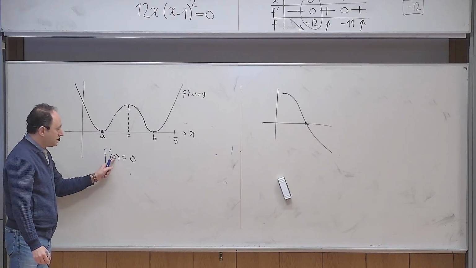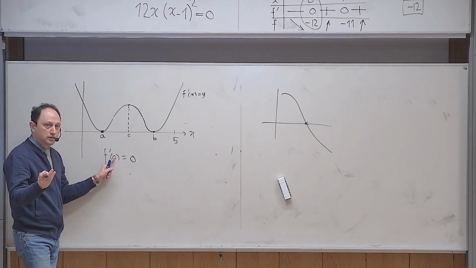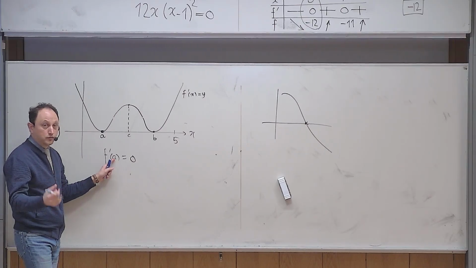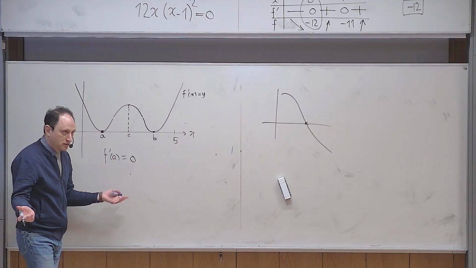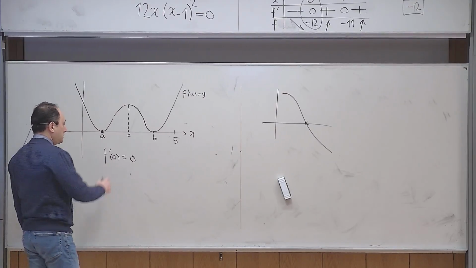So it means that this A for the original function is a candidate for local max, local min, or a terrace point for the original function, whose graph we don't have access to yet. Okay, but I want to know which one this is. And let us understand that.